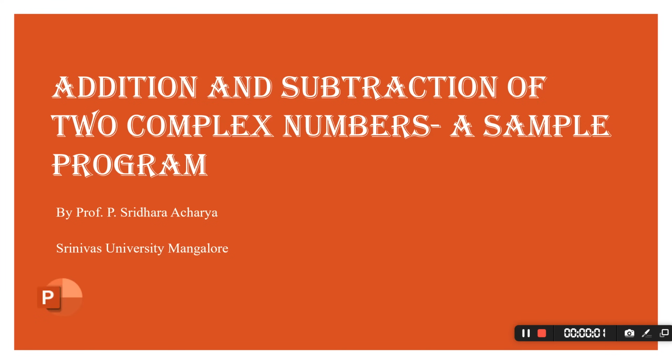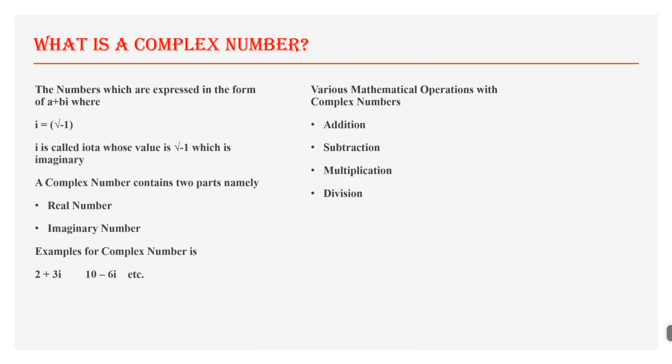Hello everyone. Today we shall see one more example on object-oriented programming, that is addition and subtraction of two complex numbers. Now before we go to addition and subtraction of two complex numbers, we need to know what is a complex number.